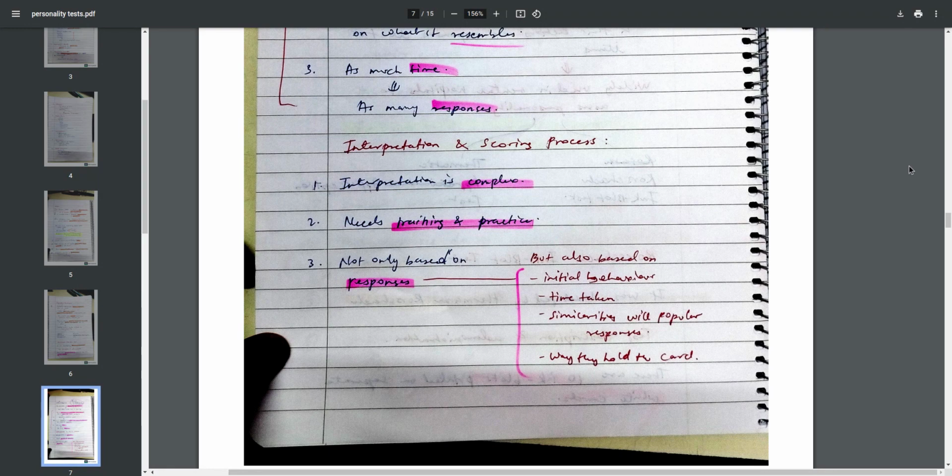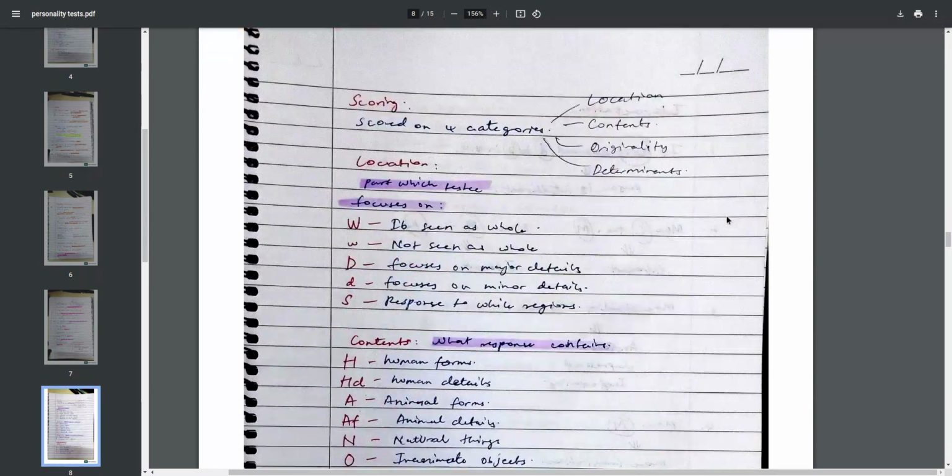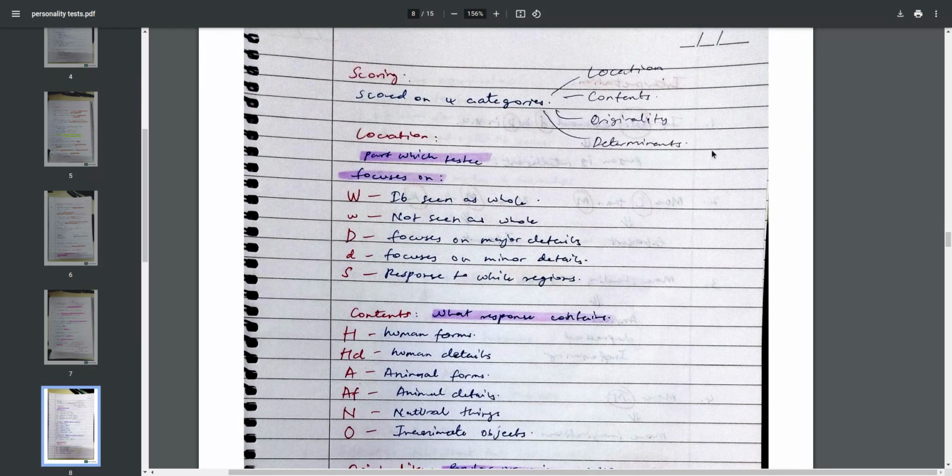So the personality is not only based on these responses. They observe so much more, like how they behave initially, the way they hold the card, the amount of time they take, the similarities with other responses, and all of these are considered. Then scoring. Scoring is based on 4 categories: location, contents, originality and determinants.